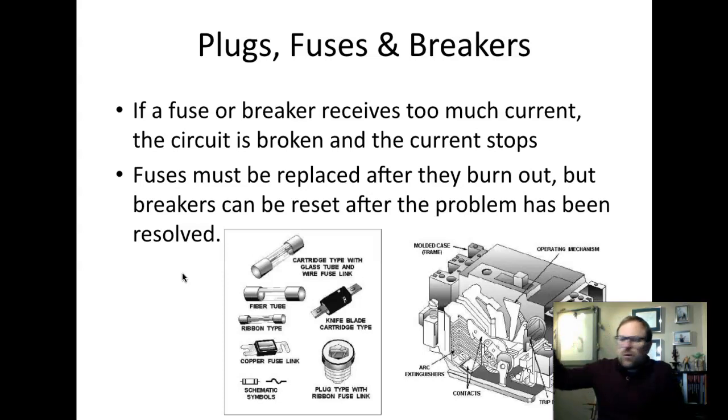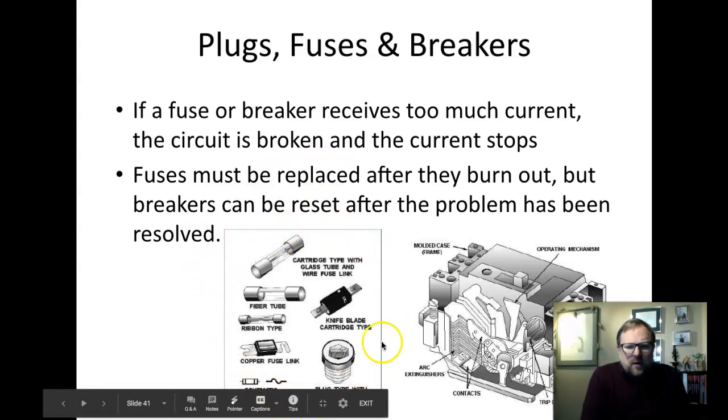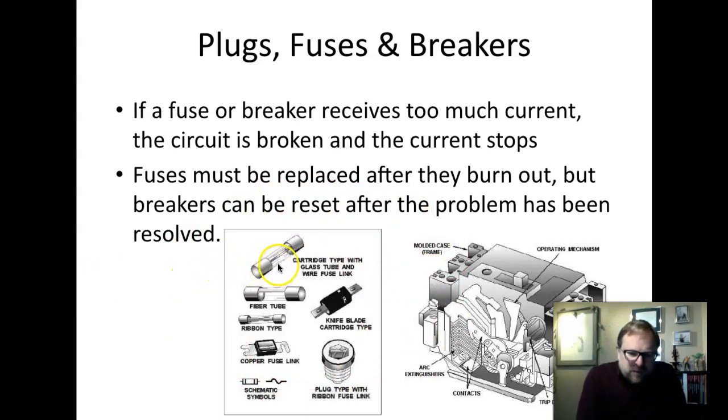The circuit breakers that we have in our houses are reusable, so we can trip them again and again without having issues. Some other kinds of fuses, like the ones that I have down here, you might find in your cars or other places, those ones will trip. There's actually a little piece of metal in there that will break, and you'll have to go in and replace them from time to time. So fuses must be replaced after they burn out, but a breaker can be reset after the problem has been resolved.